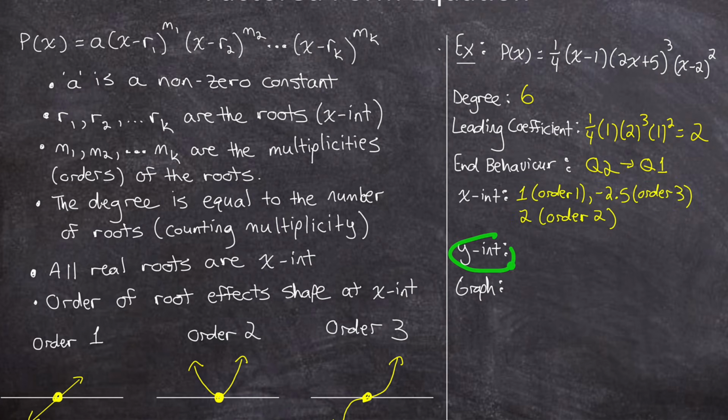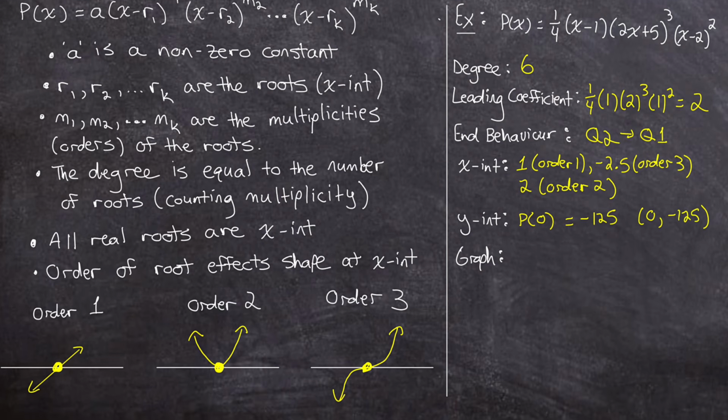And now let's calculate the y-intercept. I know wherever it crosses the y-axis, the x value is going to be 0. So to find the y-intercept, all I have to do is evaluate p at 0. And if you do that, you get negative 125. So the y-intercept is at the point (0, negative 125).